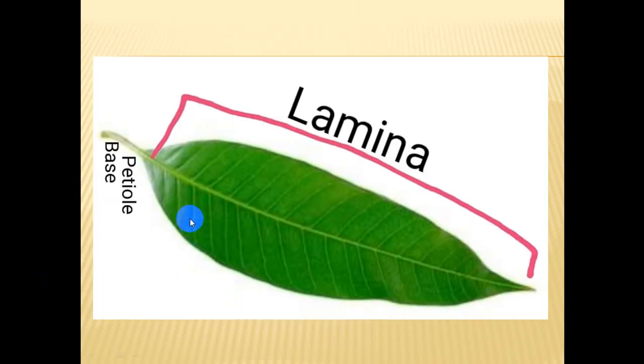Students, see the mango tree. If we see the total part from this part to this part, it is called lamina, and this portion is called petiole, and the portion which is attached with the stem is called the base of the leaves. Actually, the leaves have three main parts: base, petiole and lamina. Okay.